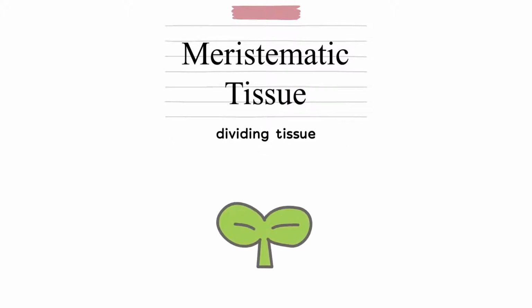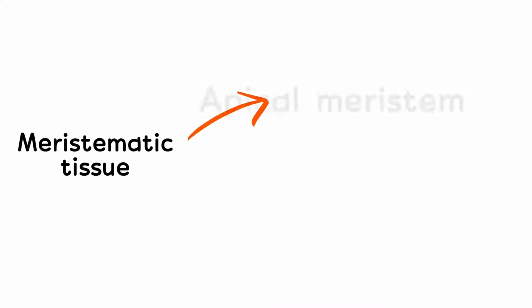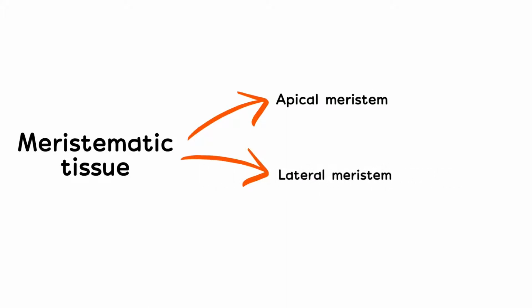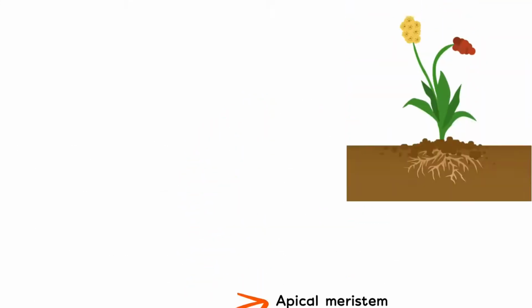Meristematic tissues, also known as dividing tissues, are located only in certain parts of the plant. But meristematic tissue is only a common term. It is divided into three broad categories: apical meristem, lateral meristem, and intercalary meristem. Let us look at each of these in detail.